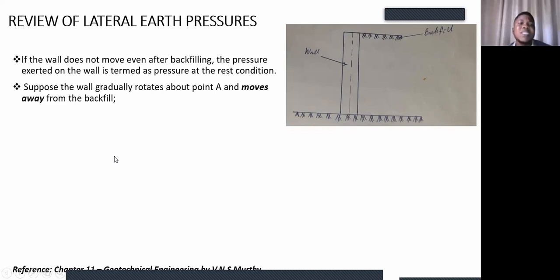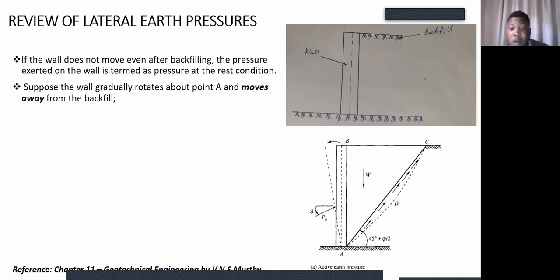Moving on, suppose the wall gradually rotates about point A and moves away from the backfill. Now you have this retaining wall. The first diagram I have here is just a retaining wall at rest that is not moving, a retaining wall with a backfill. That is, the backfill is not sufficient to cause deflection or rotation at a particular point of that wall. Hence, we say that the lateral earth pressure caused by the backfill at rest condition is called the pressure at rest condition.